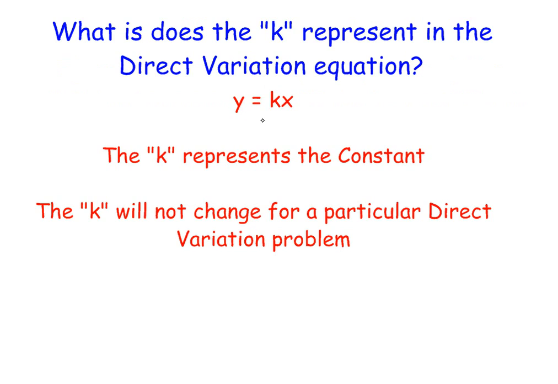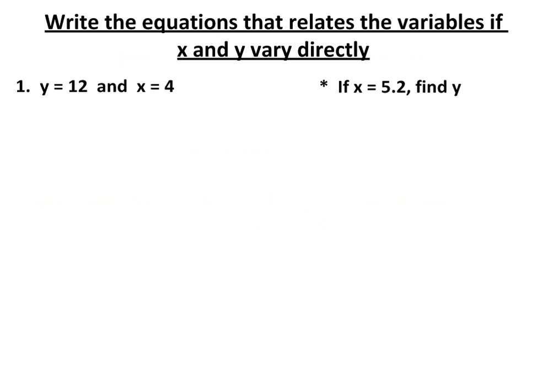So x and y are variables. At times I'm going to ask you to write an equation that relates the variables, so I should only see x's and y's in my equation. K is a constant, and our goal is to find that constant, which is just a number, and to keep that and substitute that in. It'll never change for a specific problem. So let's look at a couple examples.